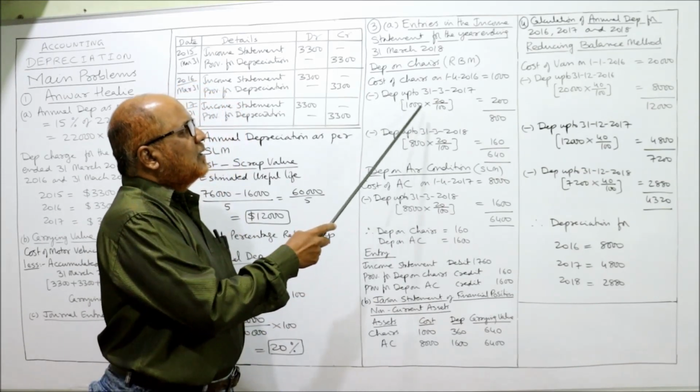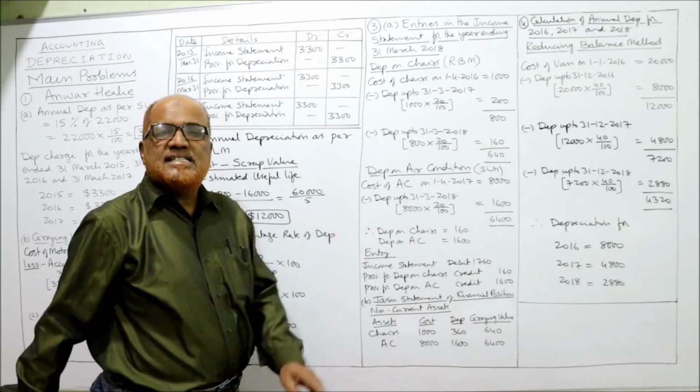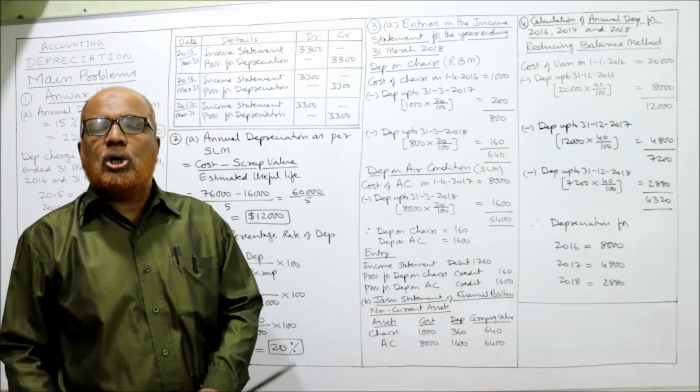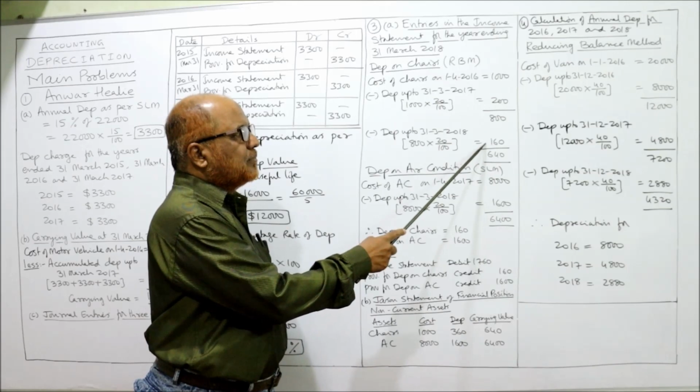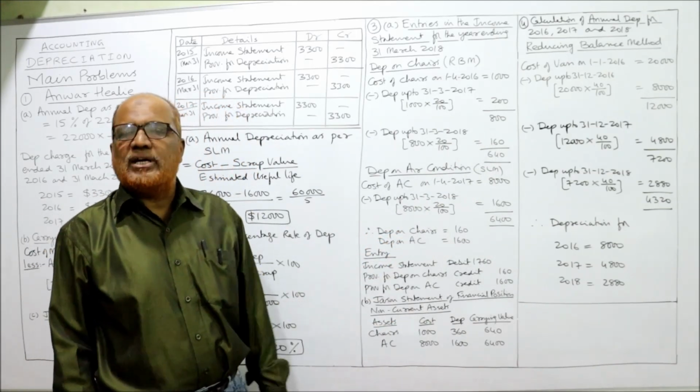So here, 800 into 20 by 100, you will get 160. Second year depreciation on chairs is 160. Deduct, you will get 640. This is the depreciation on chairs.